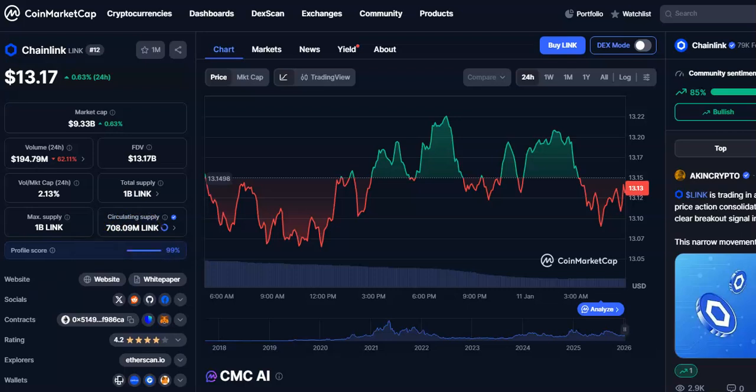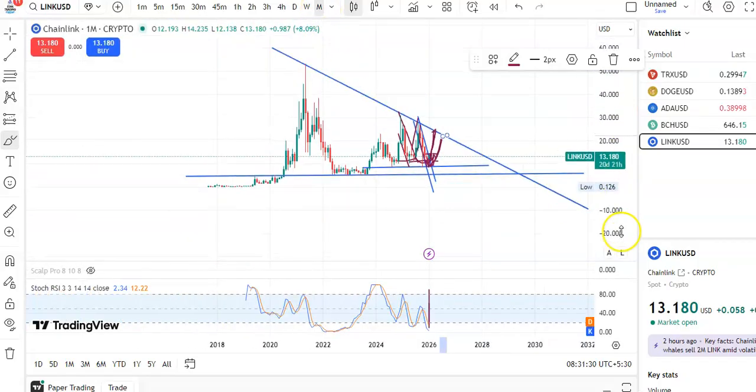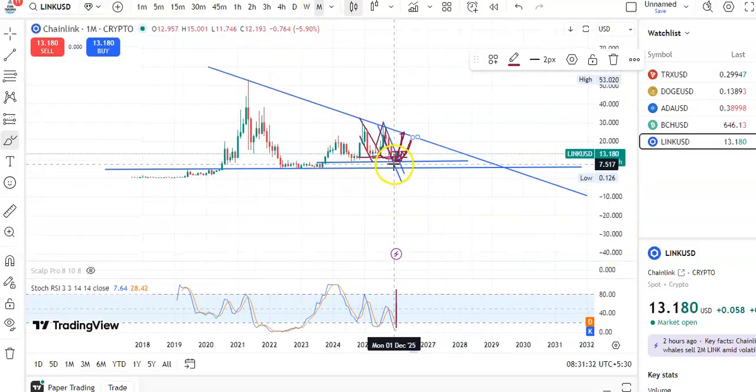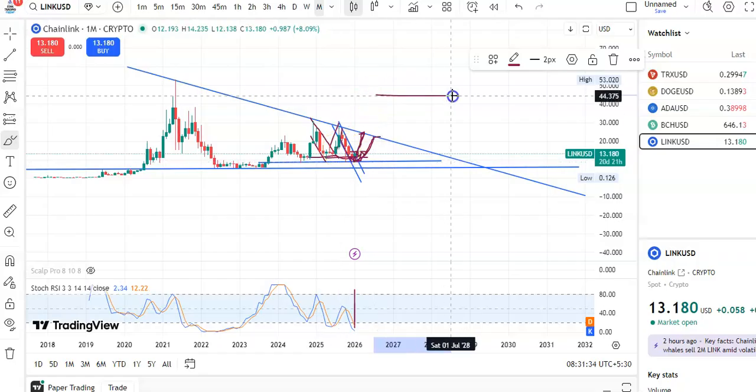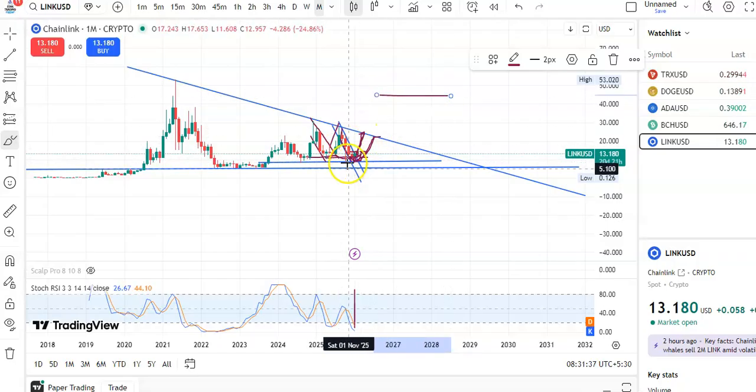So now I'll go to the chart, and you can see I'm in the monthly chart. So after seeing this technical analysis, what do you think? Is the breakout going to happen, or may it fall?